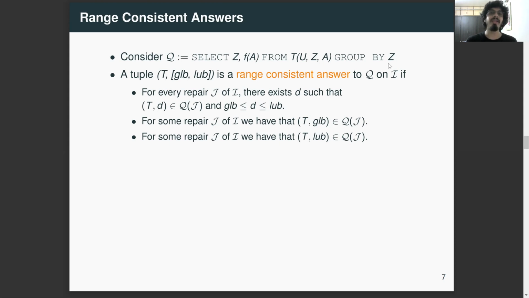Now, a tuple T and a range GLB and LUB, which stands for greatest lower bound and least upper bound, is a range consistent answer to Q on an inconsistent database instance I if the following three conditions hold. The first one says that on every repair J of I, there must exist D such that the tuple T, D appears in the query answers on that repair, and D falls within the range GLB and LUB. The next two conditions simply say that this range must be tight, meaning that there must exist a repair such that T, GLB appears in the query answers on that repair, and there also must exist a repair on which the tuple T, LUB appears in the query answers.